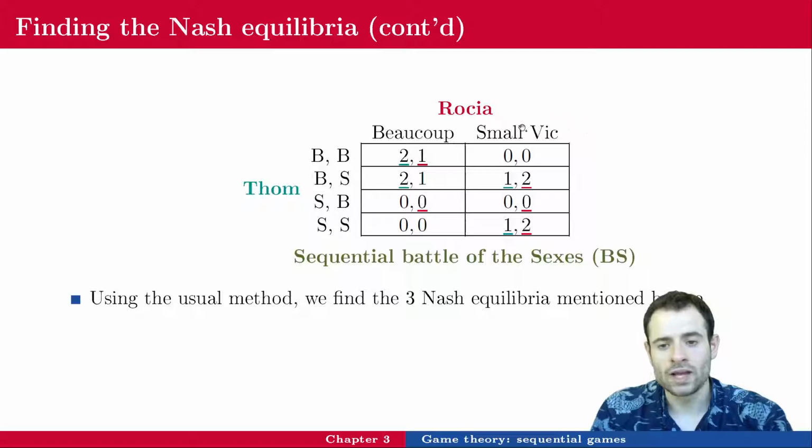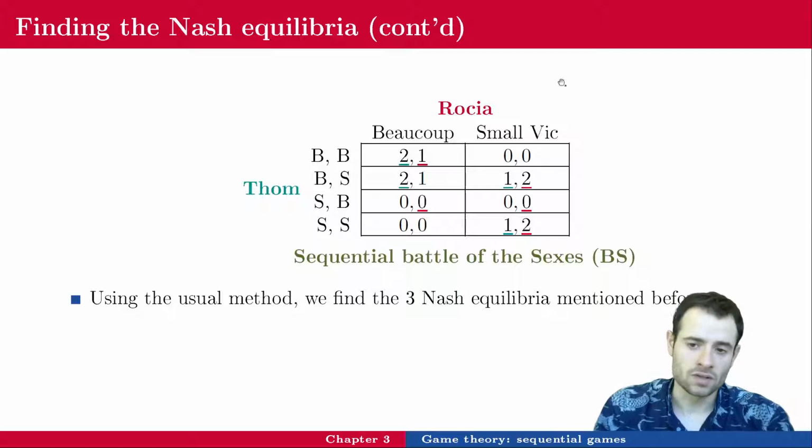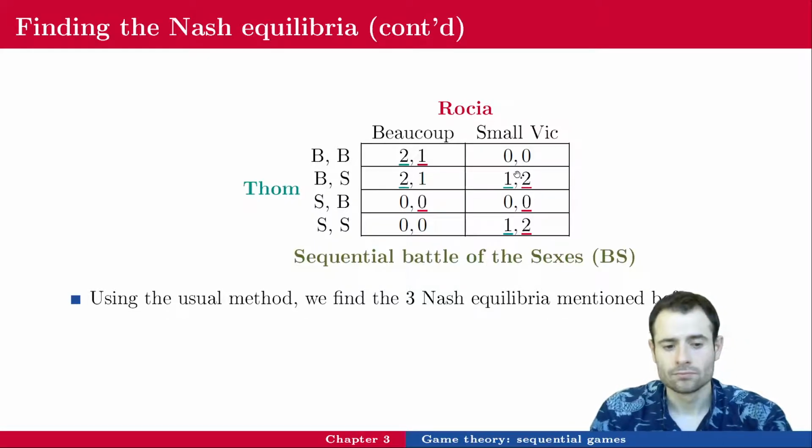Rosia goes to small vic, Tom goes to small vic no matter what, regardless. Rosia goes to beaucoup, Tom goes to beaucoup regardless. And Rosia goes to small victory, Tom follows her, so he would have gone to beaucoup if she went to beaucoup, but small victory is where she's going to go. Any questions?